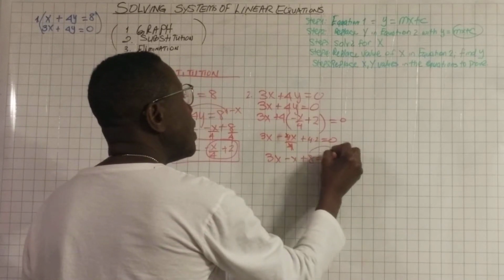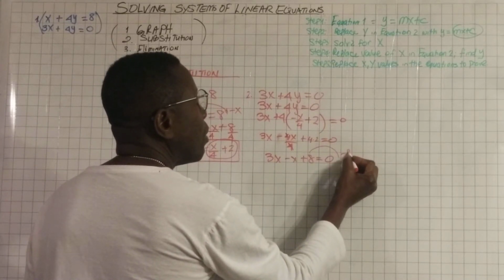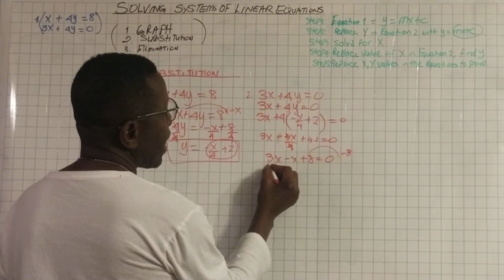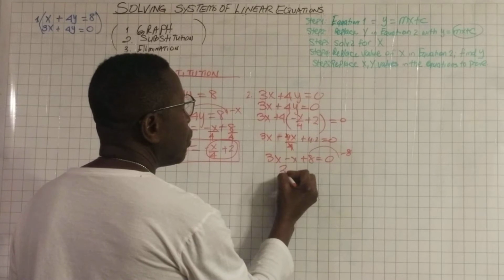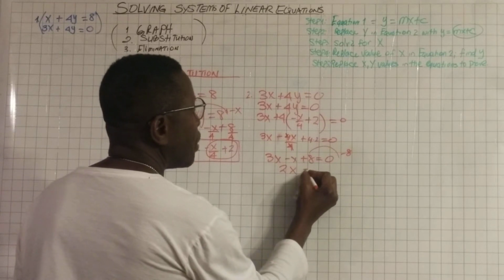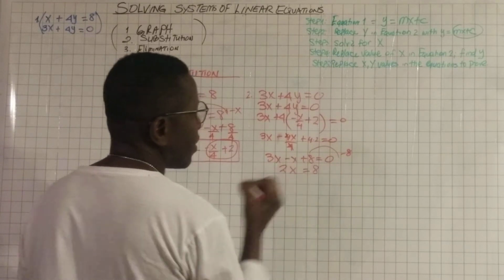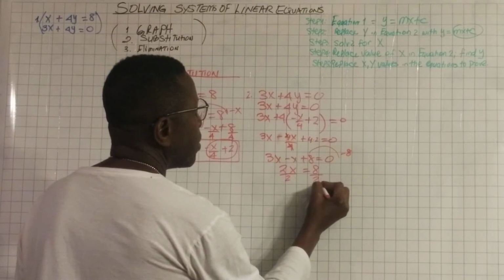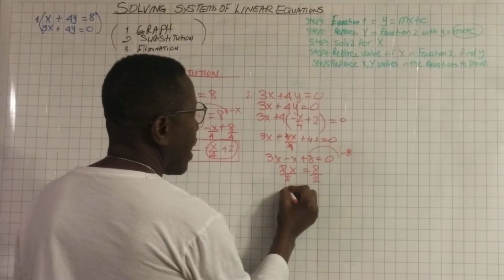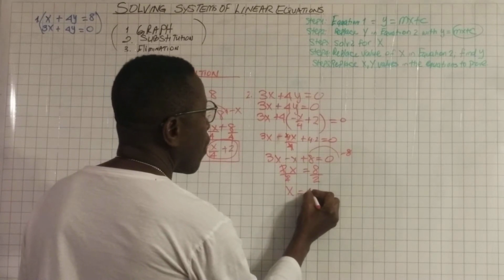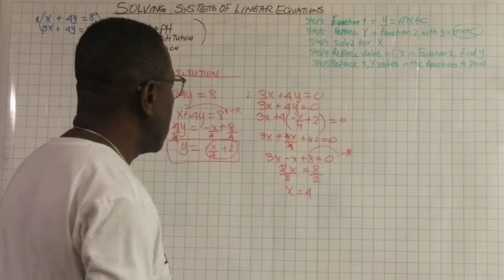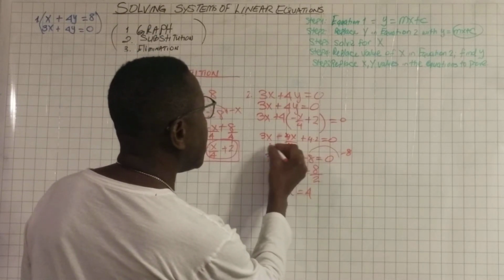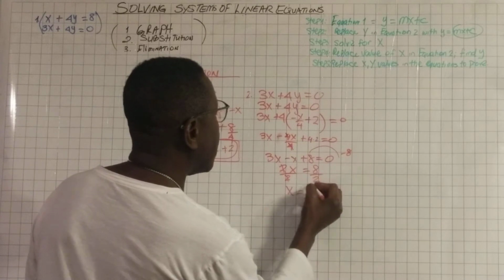So let's go ahead and move this across here. It's going to become minus 8. So 3x minus x becomes 2x, which is equal to minus 8. We divide by 2 and divide by 2. x is equal to minus 4. So we know x is minus 4.